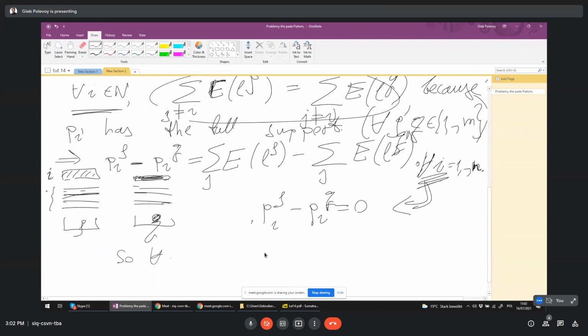So for any player I from 1 till n, and for any rho, Q in the set of machines 1 till m, the probability that player I gives to rho is equal to the probability that player I gives to Q. And that's what we need to prove. I hope it's clear. Fine?